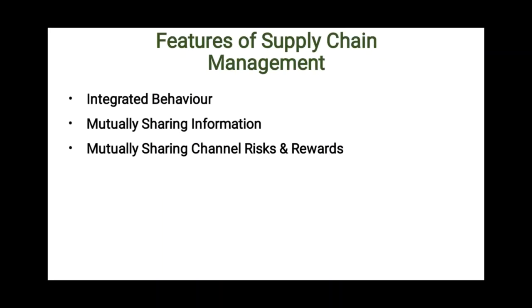Did you understand? Now, our second feature is mutually sharing information. As we have discussed, supply chain management includes information flow. Correct? So, it requires mutually sharing information among channel members, especially for planning and monitoring processes. Our third feature is mutually sharing channel risk and rewards.